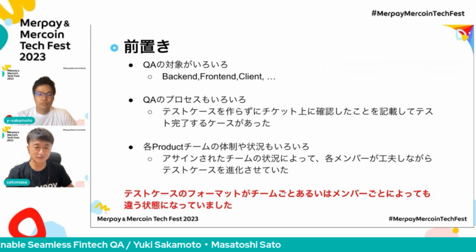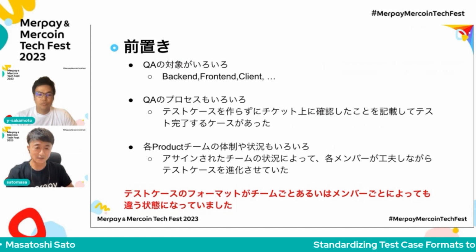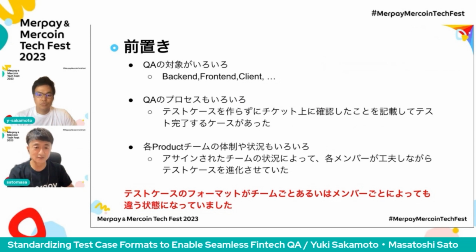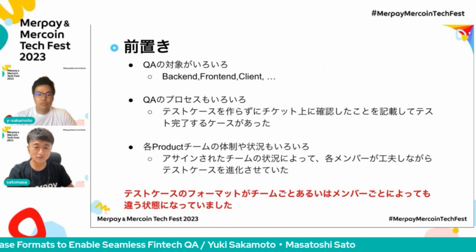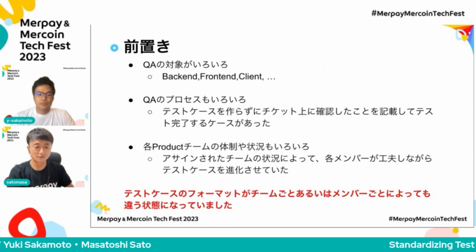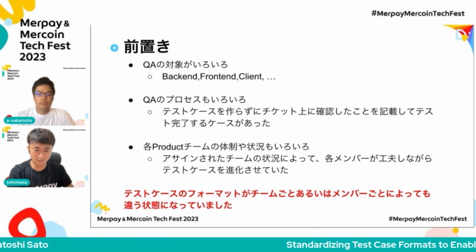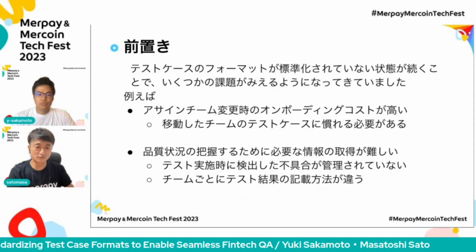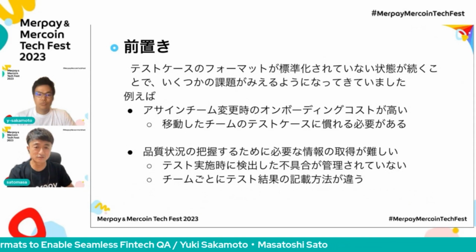For example, in some cases, no test cases were created, and there are many product teams, and the structure and also the situation of each team varies. Therefore, test cases were evolving as each member devised them according to the situations. Because of this, the format of test cases differed from team to team and from member to member. The continued lack of a standard test case format created some issues.